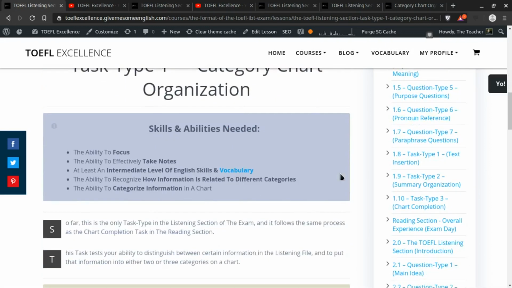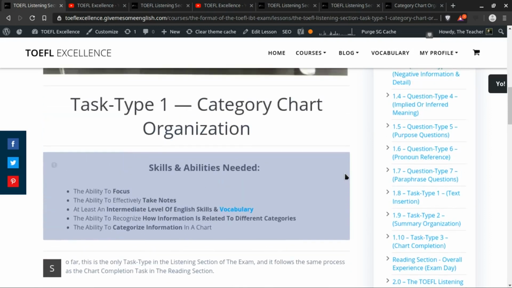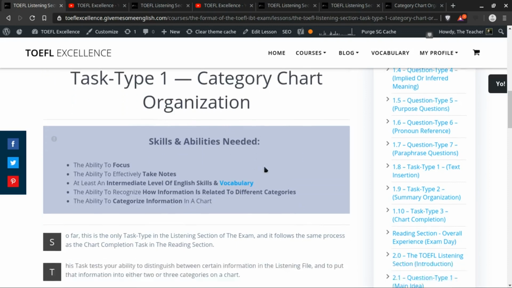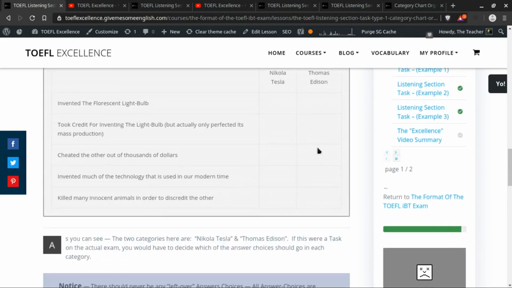Now, I've mentioned over and over again, throughout this section and also even in the reading section, that taking notes is a very important thing. Obviously, in the reading section, it's not nearly as important because you have the reading file to refer to in most cases. However, in this one, you listen to the entire audio file, and then you have the question types. So by the time you get to this category chart task, it will actually have been a few minutes since you actually listened to the audio file.